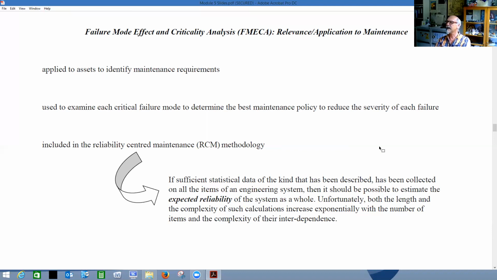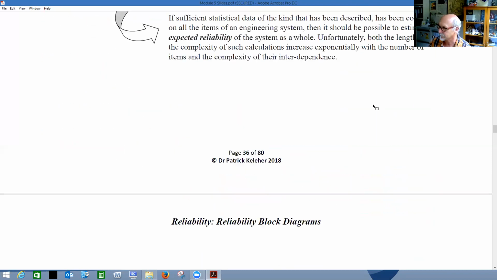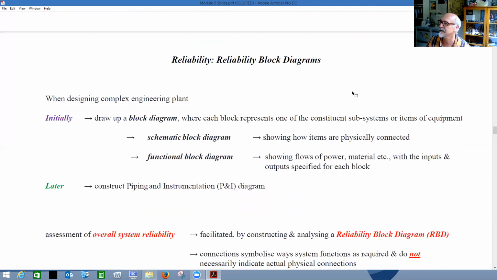If sufficient statistical data of the kind that's been described is collected on all the items of an engineering system, then it should be possible to estimate the expected reliability of a system as a whole. Unfortunately, both the length and complexity of such calculations increase exponentially with the number of items and the complexity of the interdependence. So what they're saying is that things become complicated very, very quickly. It just means that you might have to use some sort of computer program. And with maintenance programs, you'll find that some of these things have been computerized. So you just put the data in, you're able to monitor it, and a number pops out the other end, or calculations are done for you.